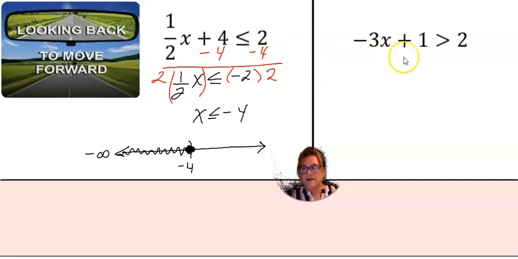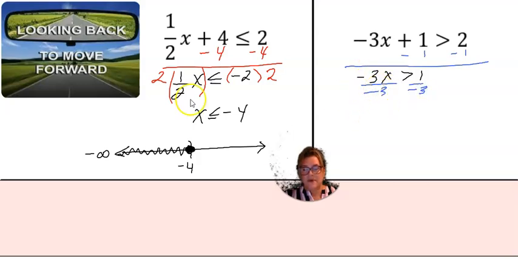In the next inequality, I'm going to subtract 1 from both sides, and that leaves me with -3 times x is strictly greater than 1. And when I divide both sides by the coefficient on the x, I'm dividing by a negative number. And if you recall from Algebra 1, whenever you divide by a negative or multiply by a negative, you change the direction of that inequality. So the greater than symbol becomes a less than symbol, and x is strictly less than -1/3.